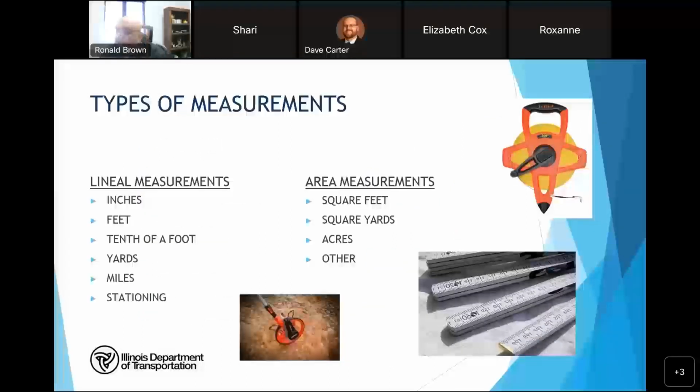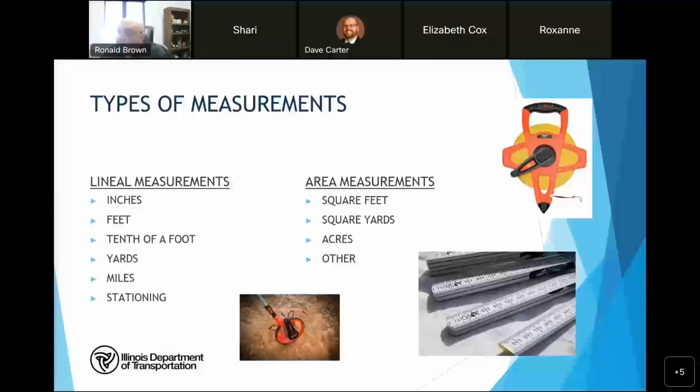Typical types of measurements you may encounter on an IDOT construction project include lineal measurements such as inches, feet, tenth of a foot, yards, miles, and stationing, as I've mentioned. Some of the common applications for that may include, but are not limited to, lineal measurement is curb and gutter, your storm sewer applications, pipe under drain, as well as electrical wiring.